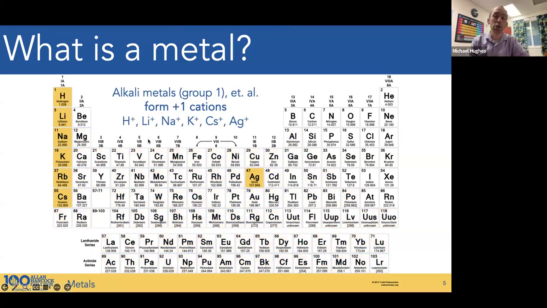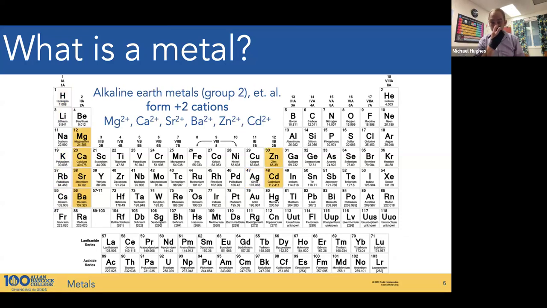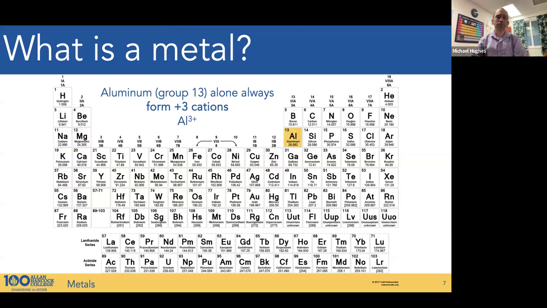The elements that we know the charge they're going to form: hydrogen forms a 1+ cation along with the alkali metals, lithium, sodium, potassium, rubidium, cesium, and silver all form a 1+ cation. We can count on that. The alkaline earth metals, magnesium through barium, all form a 2+ cation. They lose 2 electrons. So do cadmium and zinc in the transition metals, also always forming a 2+ cation.